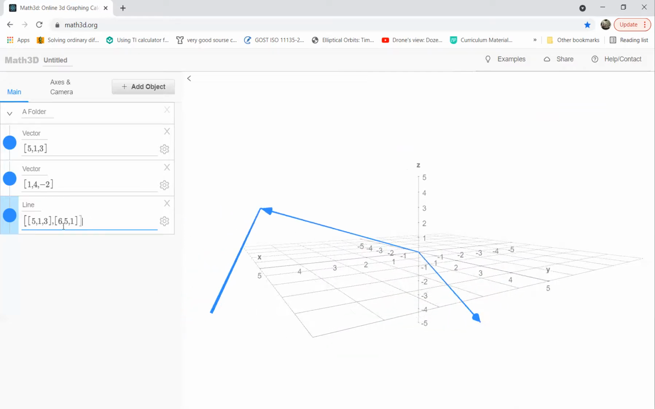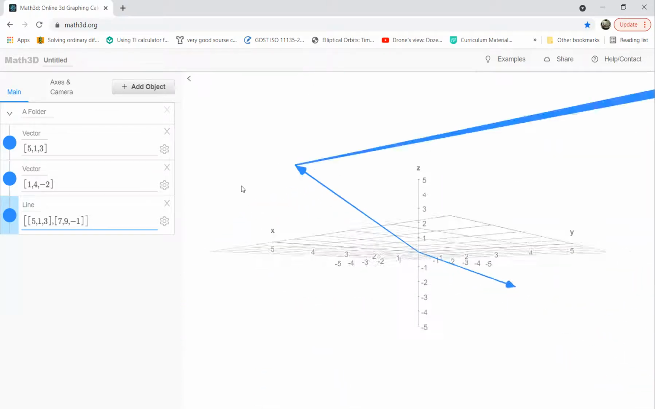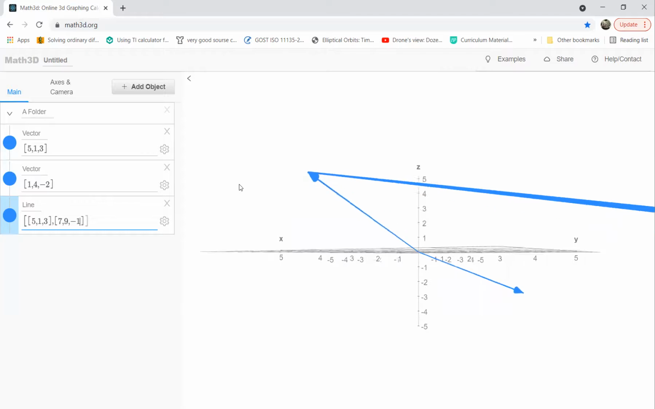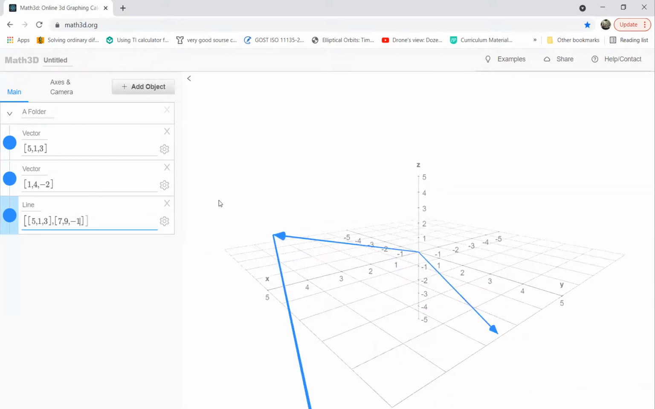And we can continue, just plug in different values for our t. For example, if t is 2, we're going to have 7, then we're going to have 9, then our last one is going to be -1. As you can see, your line continues when we change the values for t. This line continues and it's parallel to your direction vector.